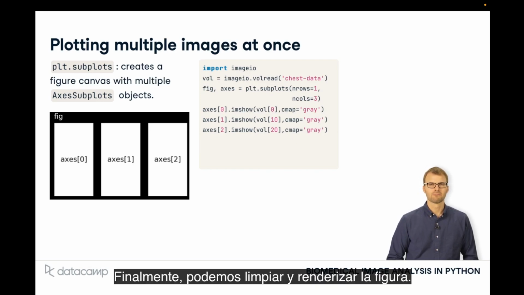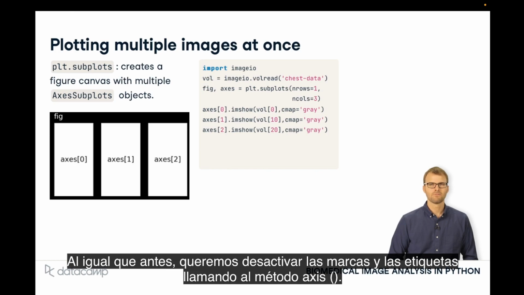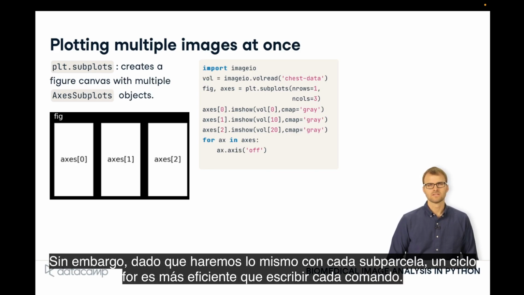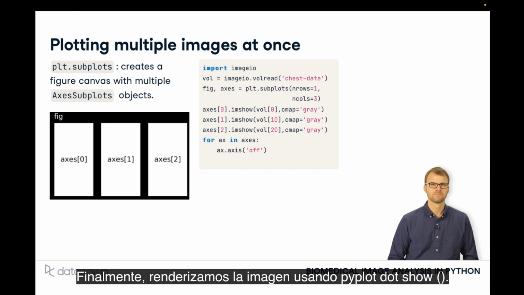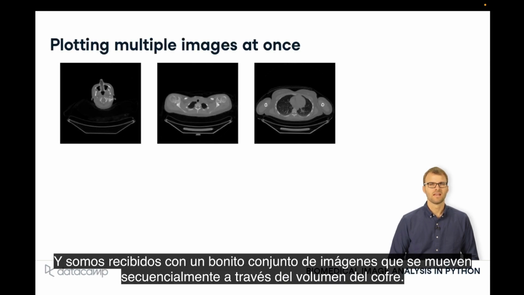Finally, we can clean up and render the figure. Just like before, we want to turn off the ticks and labels by calling the axis method. However, since we will do the same thing to each subplot, a for loop is more efficient than writing down each command. If you had many images to draw, you could insert the drawing step into a for loop as well. Finally, we render the image using pyplot.show, and we are greeted with a nice set of images that move sequentially through the chest volume.